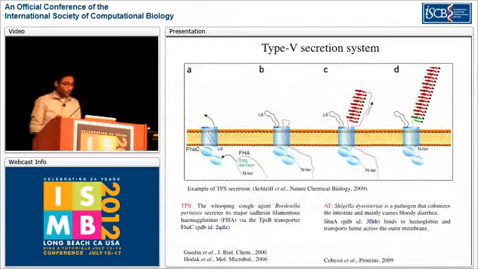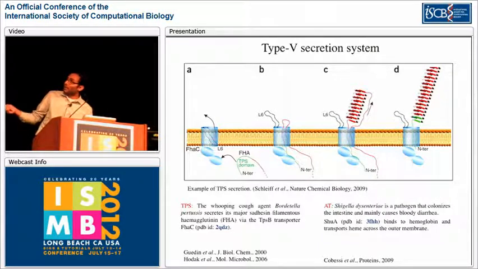And just one more final motivation, of special interest for me, is that they are responsible for one of the secretion systems, the type 5 secretion system, and that can be further subdivided into TPS, which is a two-partner system, and then the autotransporters. And they're both related somehow to diseases. They're not very fancy diseases like Alzheimer's, but still they are diseases which are very prevalent in developing countries. All right.